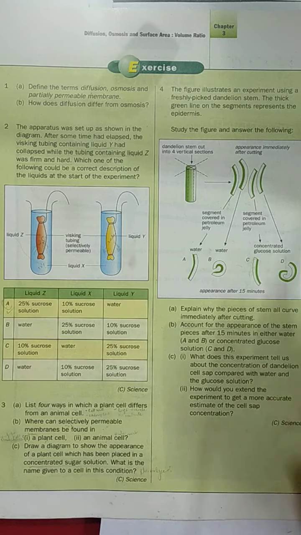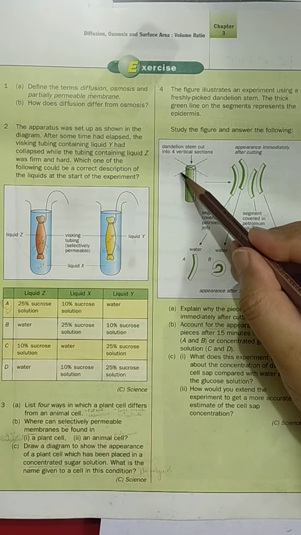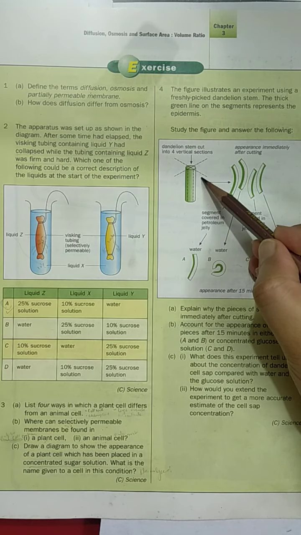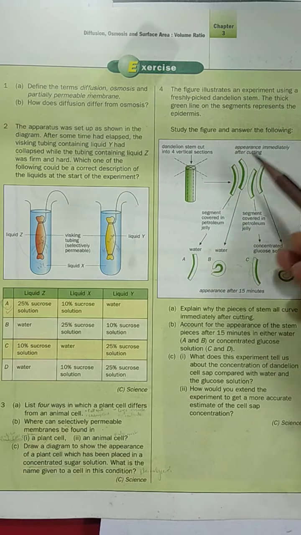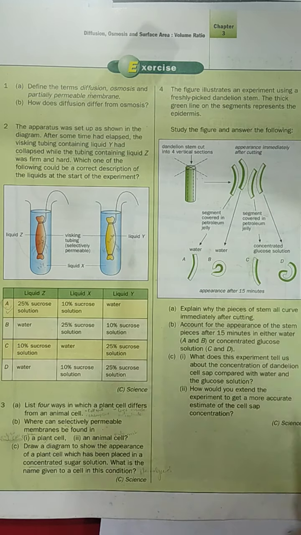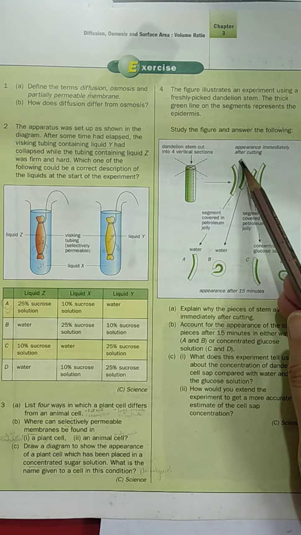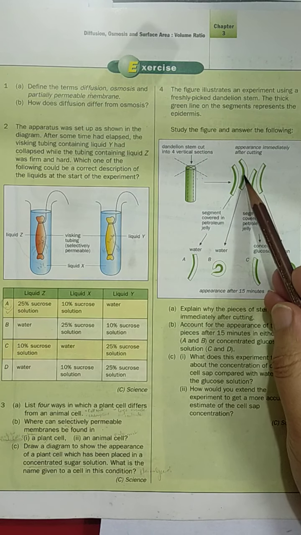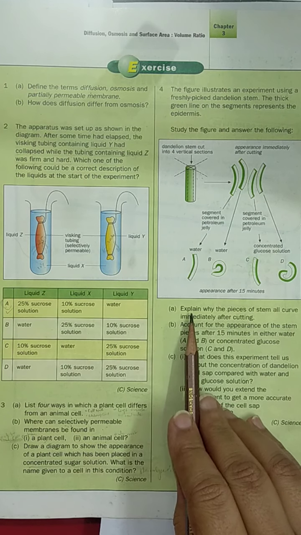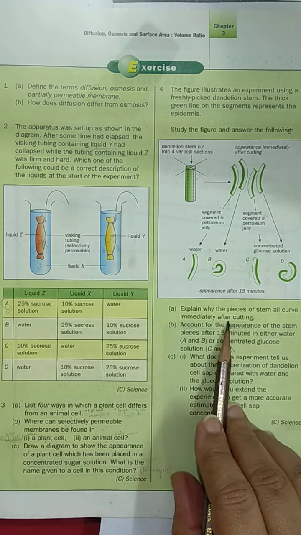Okay, now question number 4 is given here. Here they have shown you a stem and they are telling us that they have cut this stem into 4 pieces. This one is a dandelion stem. They have cut it into 4 equal parts, and after cutting, every part or every segment or piece of the stem is curved. So the first question is: explain why the pieces of stem all curved immediately after cutting.